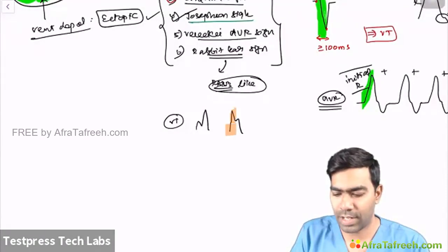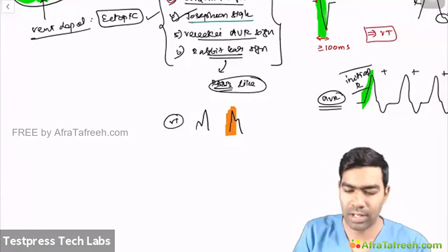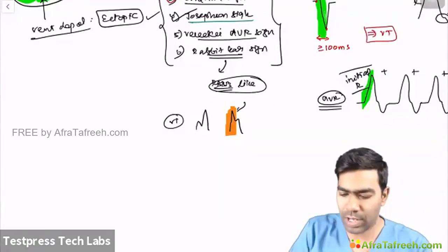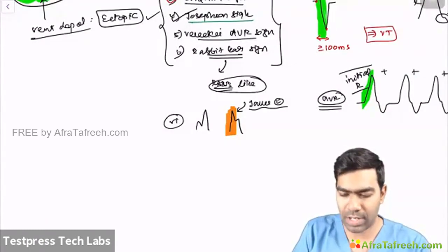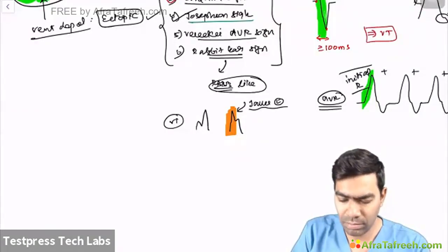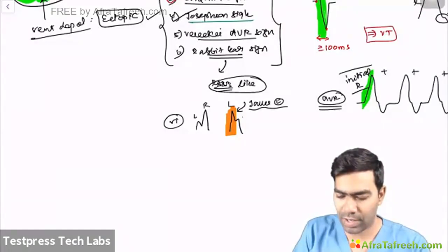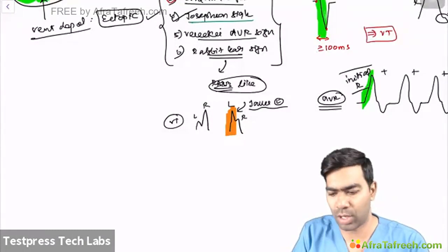This is surely a VT. Of course, this is 100% a VT. Why I'm telling it's a VT is because when you have a taller left rabbit ear, this is called the rabbit ear sign, which means this looks like a rabbit ear. This is a left and right. If you have a taller left rabbit ear, it's surely a VT.